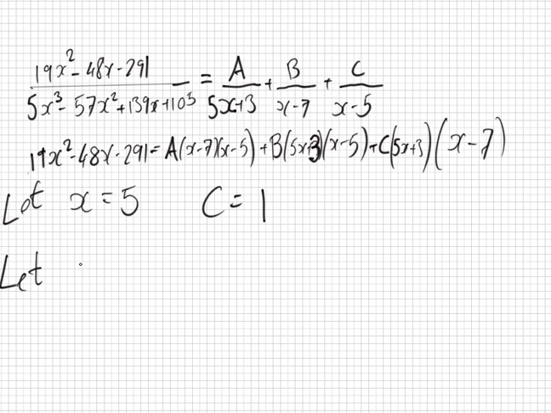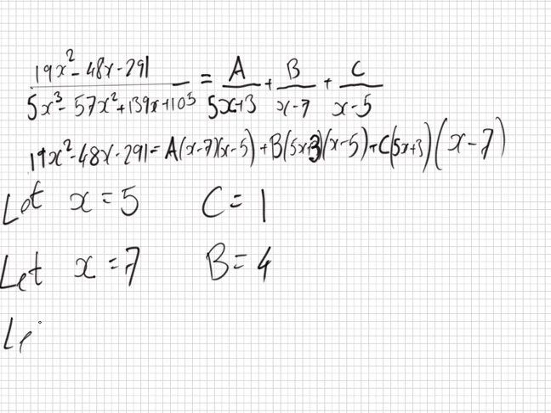Right, next one. Let x equal 7. 19, that squared, minus 48 times that, minus 291. 5 times 7, 35, plus 3, 38. And then 7, the first one and the last one goes, and 2, 4. Okay, so here it gives me B equals 4.